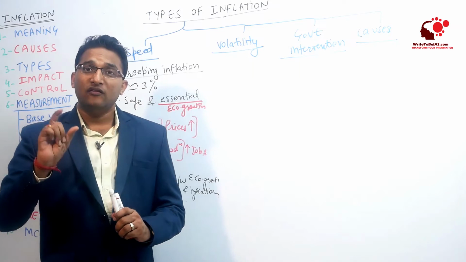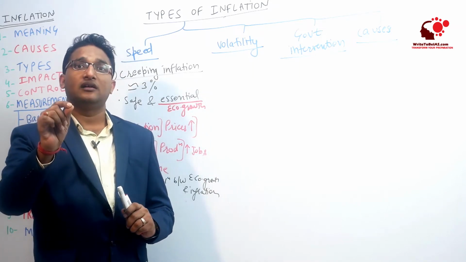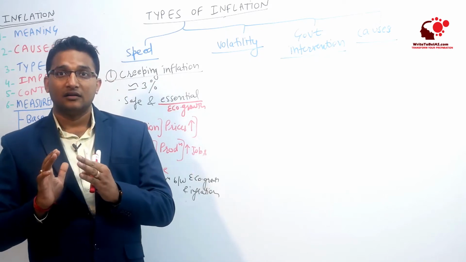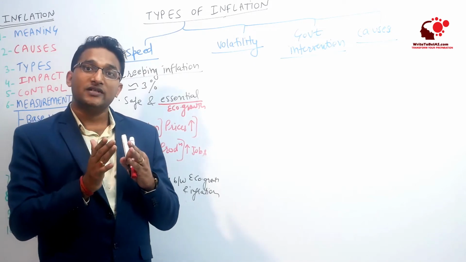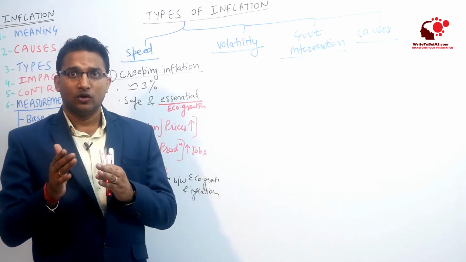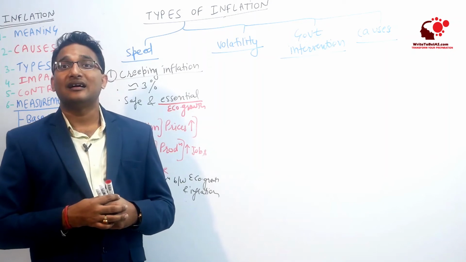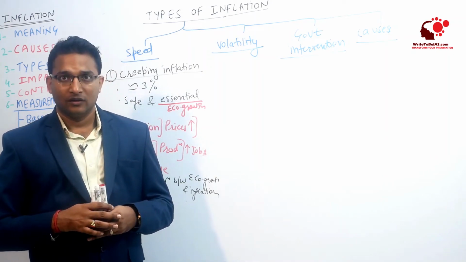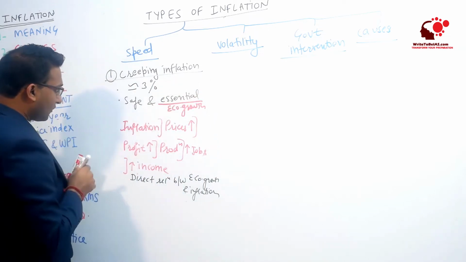Even in India, the Reserve Bank of India has the Monetary Policy Committee. In this Monetary Policy Committee, there is inflation targeting. The inflation target is 4% plus or minus 2%. So the range of 2% to 6% is considered to be a safe or appropriate range, right? So first was the creeping inflation.